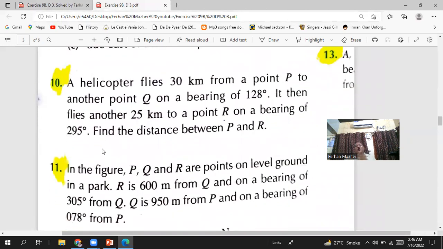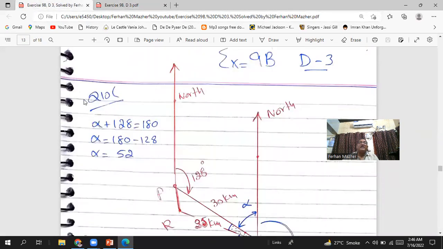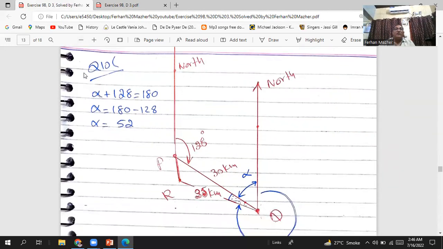Okay, so a helicopter flies 30 kilometers from a point P to another point Q on a bearing of 128 degrees. It then flies another 25 kilometers to another point R on a bearing of 295 degrees. Find the distance between P and R. So it's a story sum, and the most important thing is how you will make its diagram.